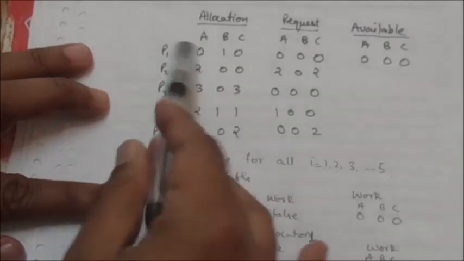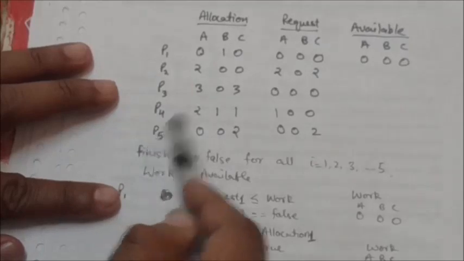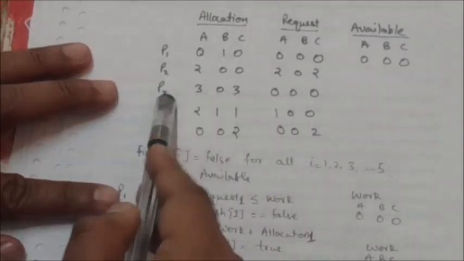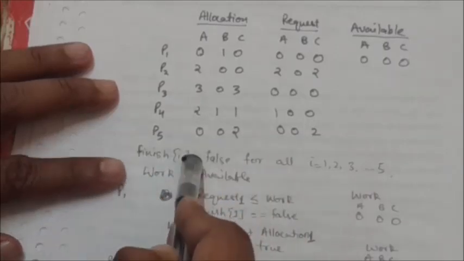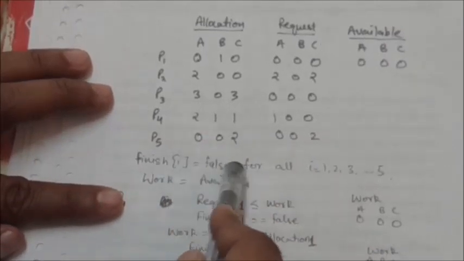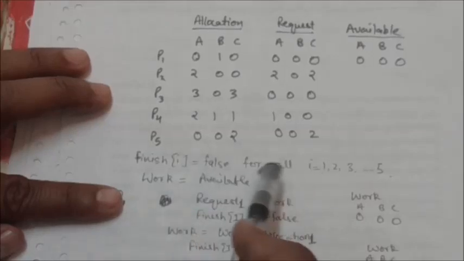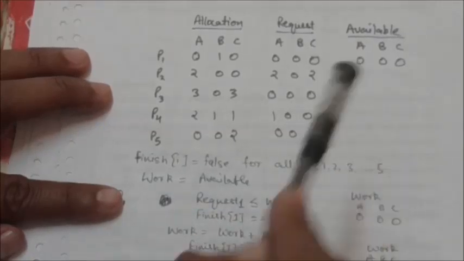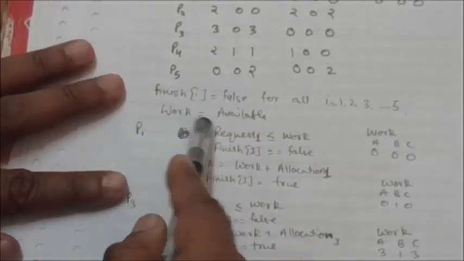Here you can see that resources are allocated to all processes P1, P2, P3, P4, P5. So at every index in vector Finish we will set the value false, that is, Finish[i] = false for all i = 1, 2, 3, 4, 5. And how is the Work vector initialized? To Work we assign the value of the Available vector.